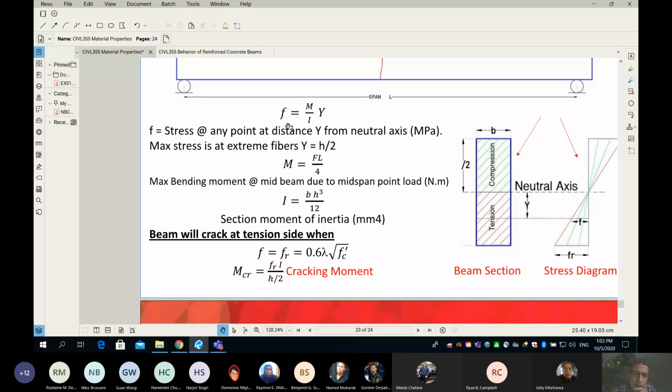Here we go. So we know that the stress is equal to the bending moment divided by the moment of inertia, and then multiplied by y, where y is the height of the fiber from the neutral axis. Then we know that the highest stress is where y is maximum. Where y is maximum is at the extreme fibers. Simply, y is equal to h over 2. So here you will have the highest stress.